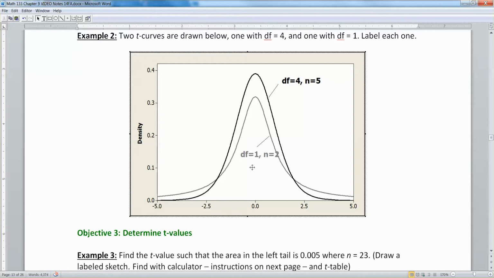All right, there we have it. The gray curve is degrees of freedom 1, which means the sample size was 2. And the black curve is degrees of freedom 4, which means the sample size was 5.